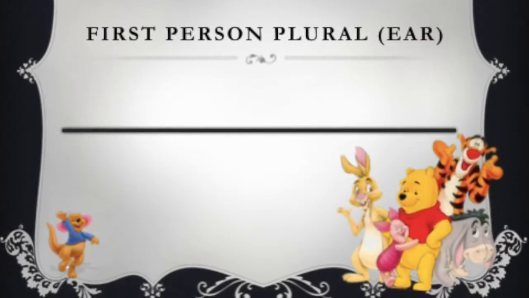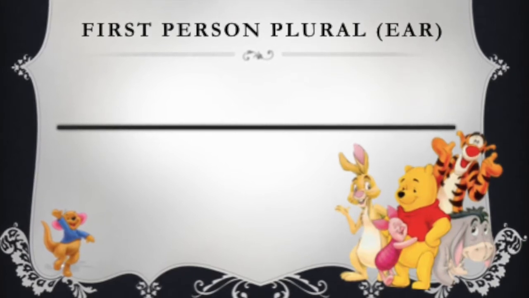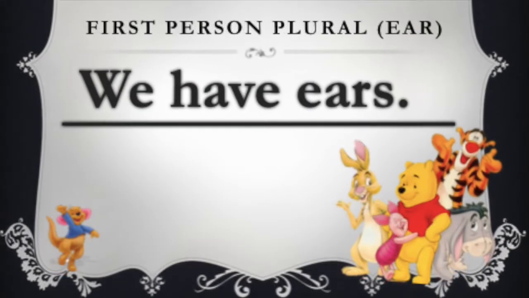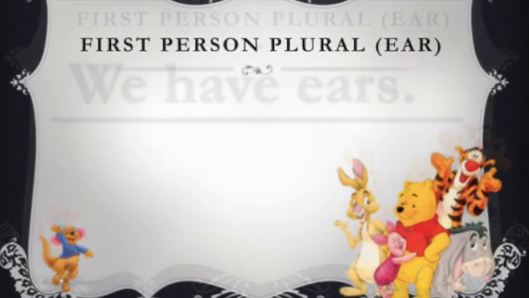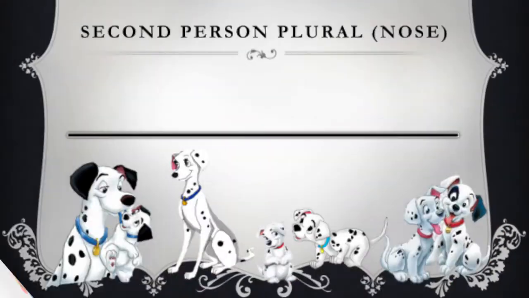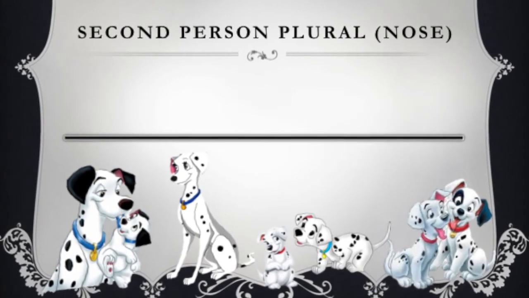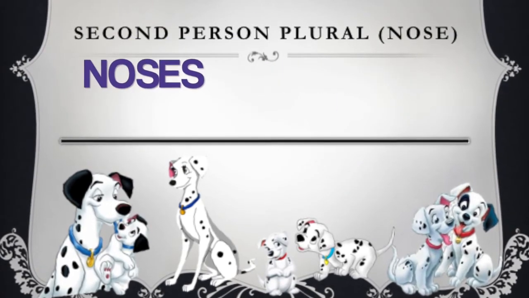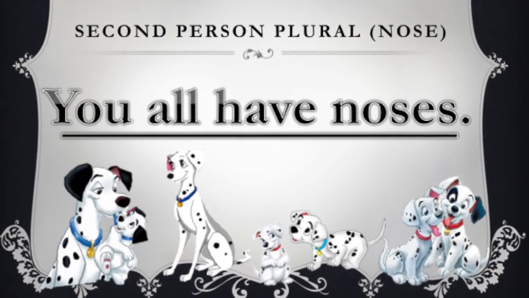Now you try. Let's see. First person plural using the body part ear. We have ears. That is correct. Let's try another one. Second person plural with the body part nose. How about this one? Great work. You all have noses.